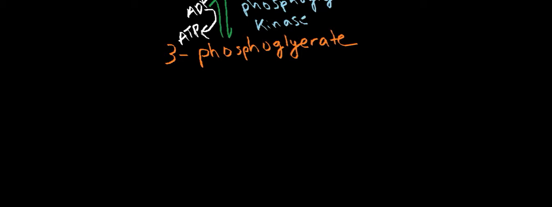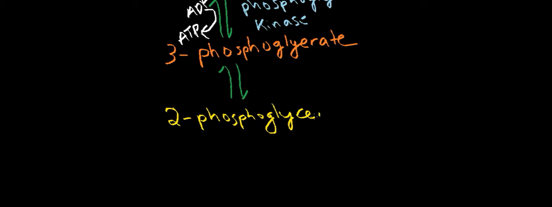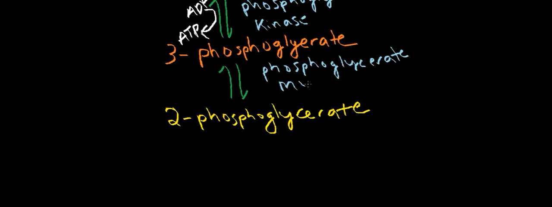You have another reaction, and I'll show you the overall pathway once I've completed it. From 3-phosphoglycerate, you go to 2-phosphoglycerate. The enzyme that catalyzes that reaction is phosphoglycerate mutase.